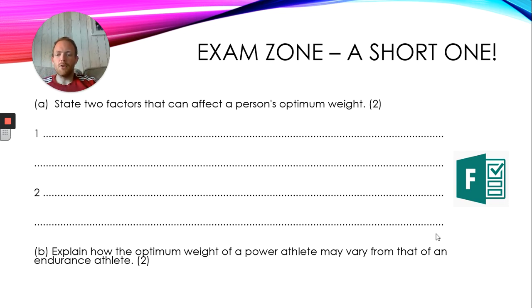And then you've also got explain how the optimum weight of a power athlete may vary from that of an endurance athlete. These are two questions from a year 11 paper again. I'm hoping everyone should be looking at this going, oh, I can do that. That's easy. And you're in year 9. You've not even been in school with a teacher in front of you, and you'll still be able to smash this. I've got no doubt about that. So I'm buzzing for you guys really.